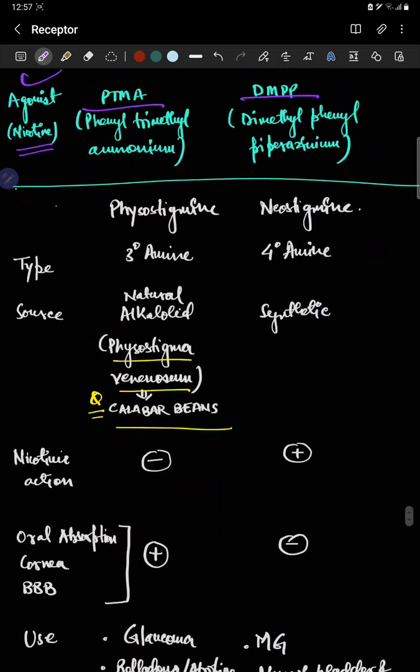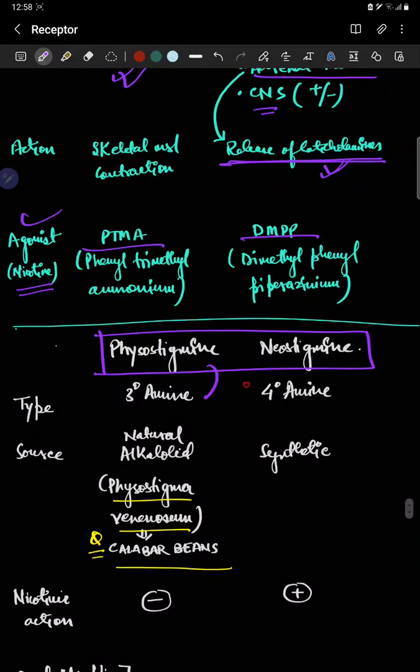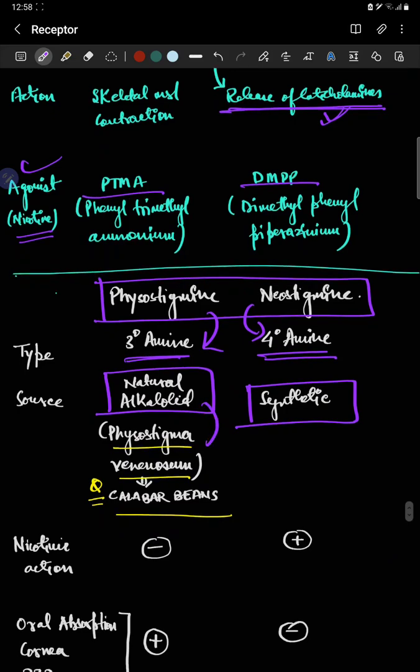Now an important Viva question will be, what is the difference between physostigmine and neostigmine? Okay, so neostigmine and physostigmine, very important. Physostigmine is a tertiary amine, whereas neostigmine is a quaternary amine. Physostigmine is a natural alkaloid, whereas neostigmine is synthetically derived. Right, now you will be asked to name natural alkaloids, and the first important name is physostigmine, whereas other names you will also be asked about are atropine and hyoscine.